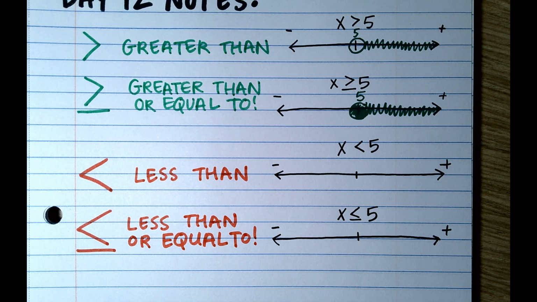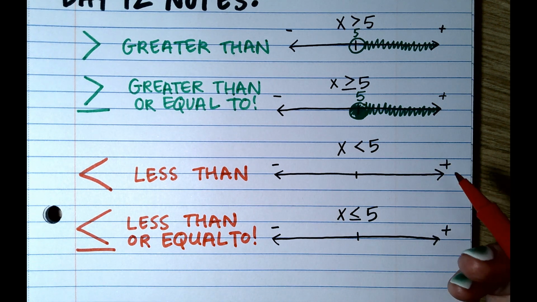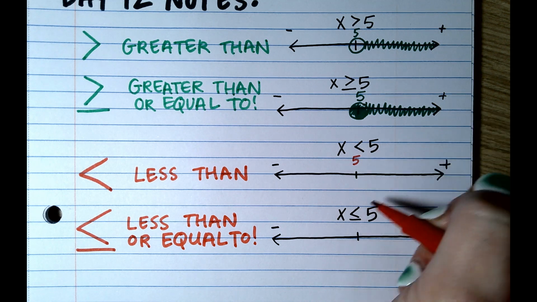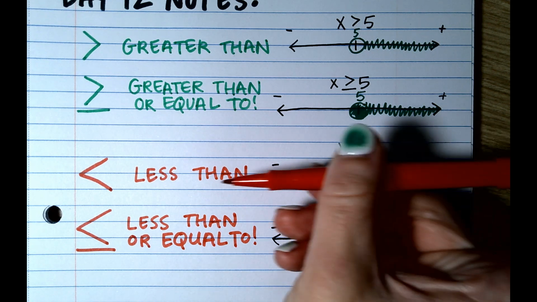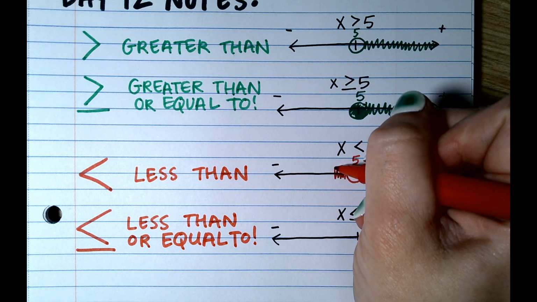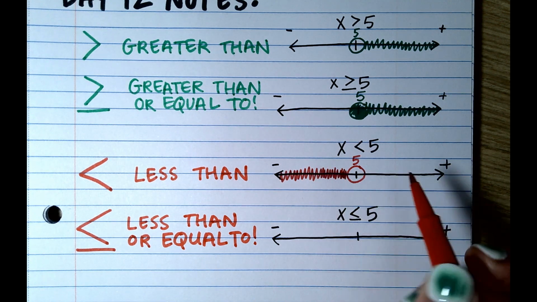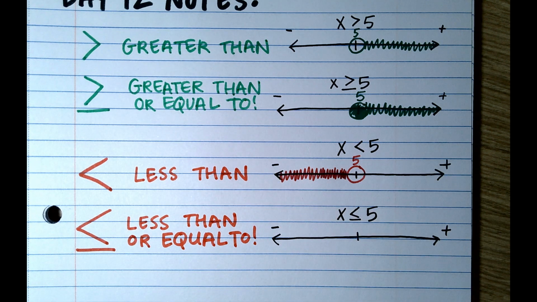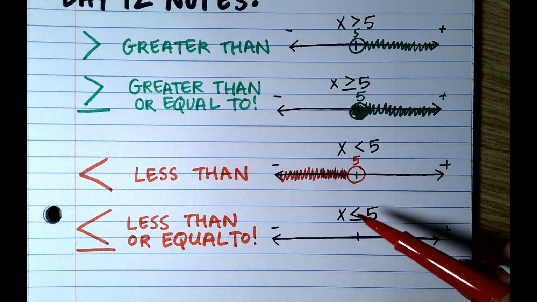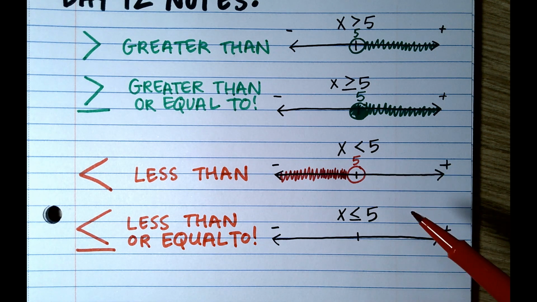So for x is less than 5, how will I graph that? Put the 5 on the graph. I'll circle it. Do I color it in? Nope. Where do I shade? This way, towards the minus to the left. And this tells us that x can be anything that's shaded in, any of the numbers that are smaller than 5. But can x be 5? No, because it's not equal to. It's just less.